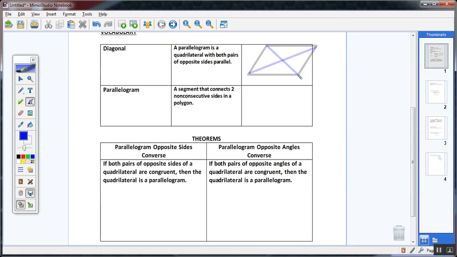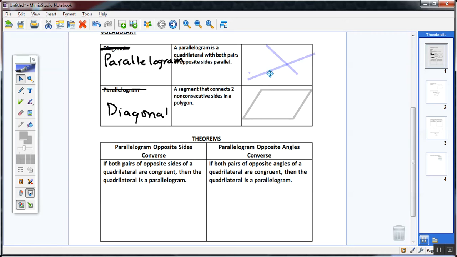I've got this kind of screwed up. This should say parallelogram up here, so write that down. And this should say diagonal. And this drawing should actually be down here. That's okay, leave it the way you have it. I'm going to draw a parallelogram up there anyway. Here's my parallelogram again. What's true about opposite sides in terms of their lengths?